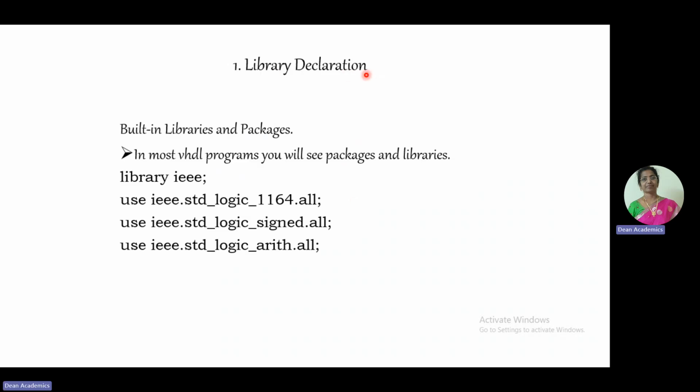Coming to library declaration, there are many built-in libraries and packages. One of the built-in libraries in VHDL is IEEE, and this IEEE library contains different packages named Standard Logic 1164, Standard Logic Signed, Standard Logic Arithmetic, and we invoke these packages into the program by using a clause, use. So after writing library IEEE, we write use IEEE dot standard logic 1164.